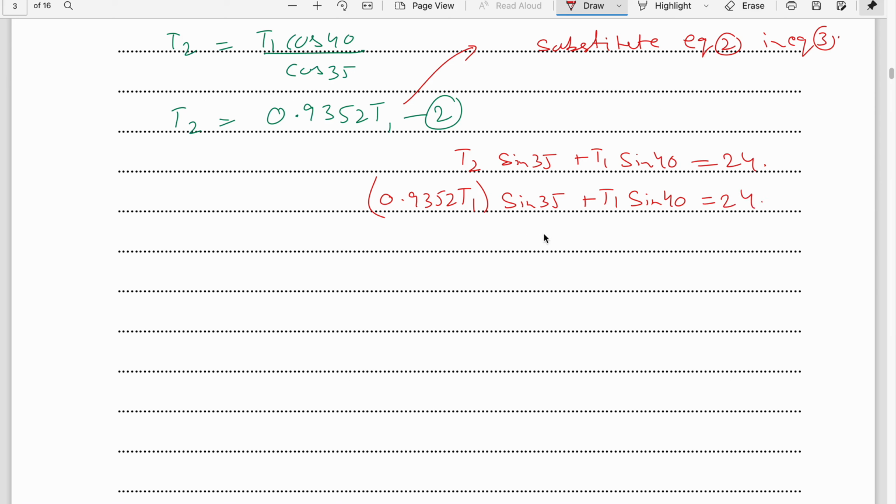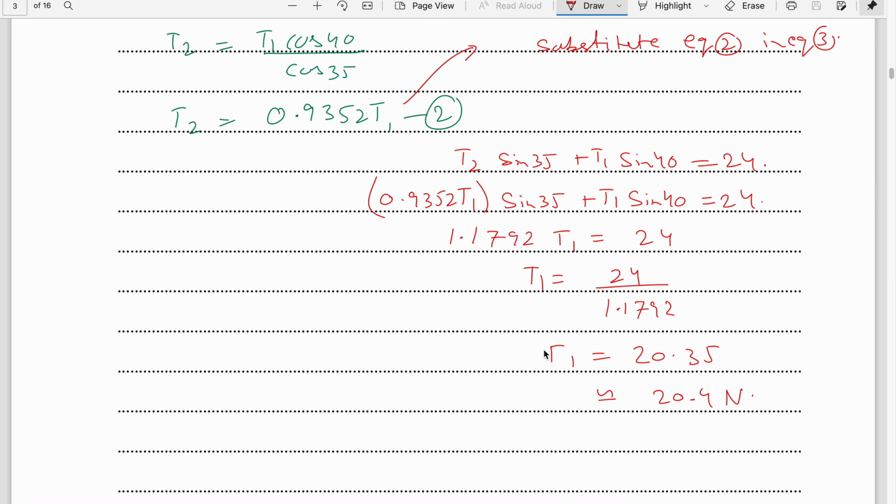The only unknown in this equation is T1. Use your calculators and we get a coefficient of 1.1792. T1 equals 24. So T1 equals 24 by 1.1792. T1 equals 20.35, approximately equal to 20.4 newtons.